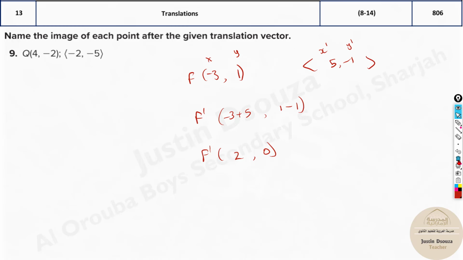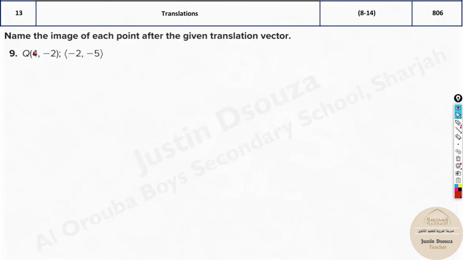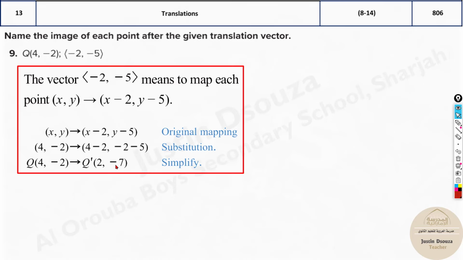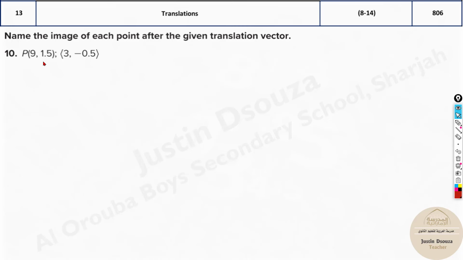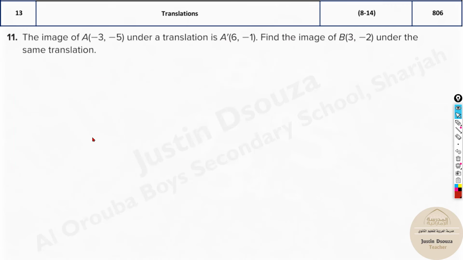Now what is Q prime or Q dash? So it's 4 minus 2, that will be 2 over here, and minus 7, because minus 2 minus 5 will be minus 7. 2 and minus 7. Even over here, just add it by yourself. 9 plus 3 is 12, and over here it will be 1. 12 and 1. Now they have given a word problem.